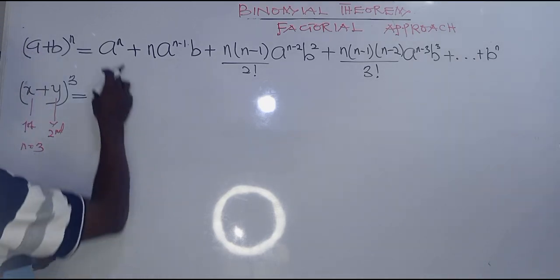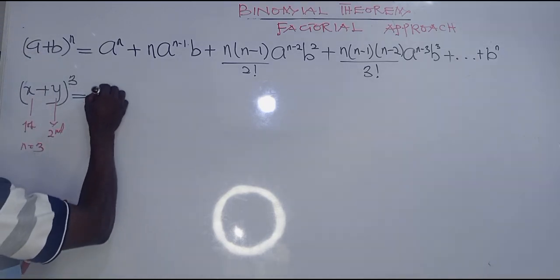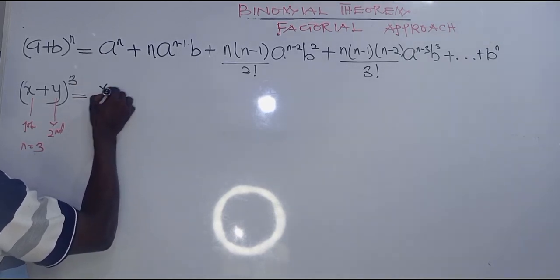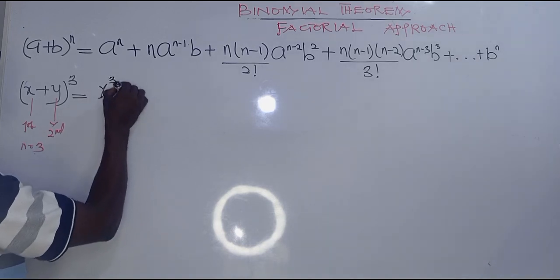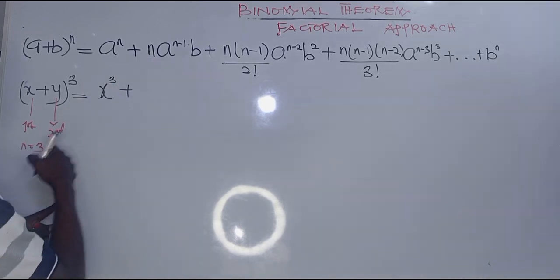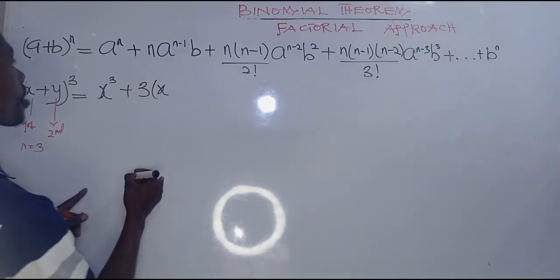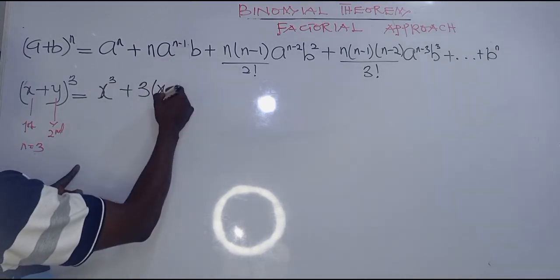So let's do that. We have our a. Our a is what? X. So we have x raised to the power what? 3. Then we have plus. Our n is what? 3. So we have 3. A is still x. X is what? 3 minus 1 will give us what? 2.